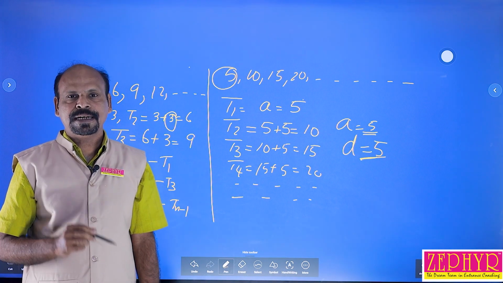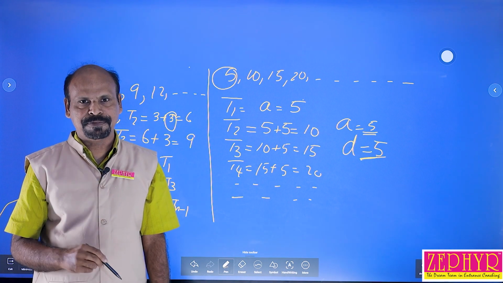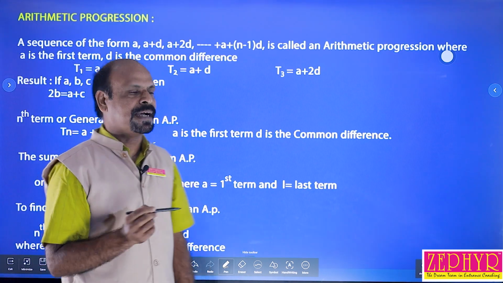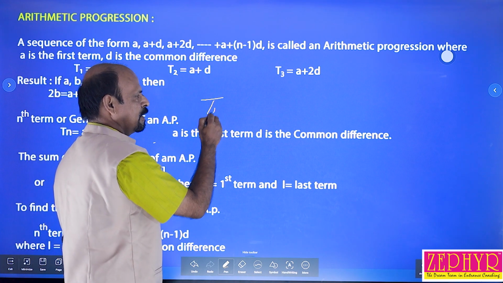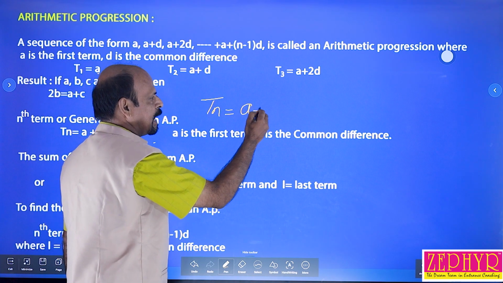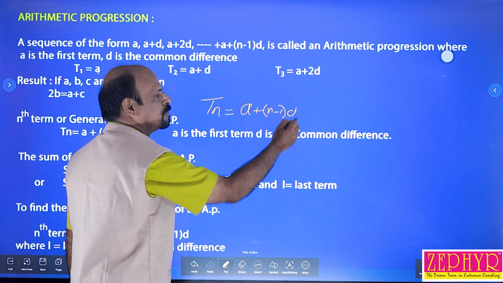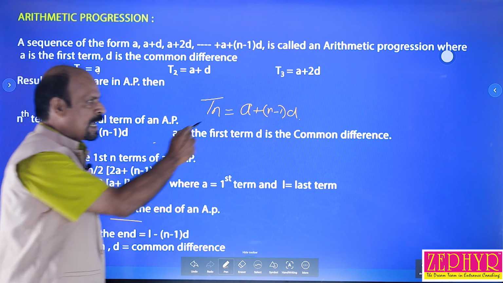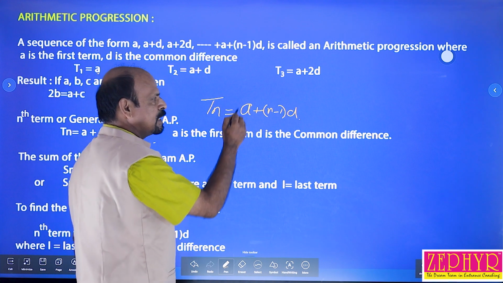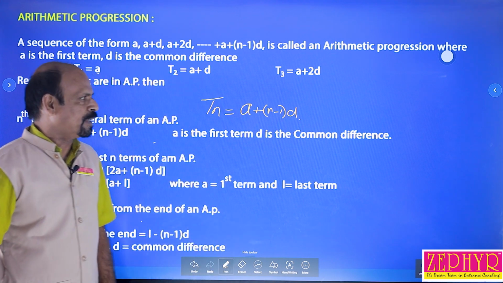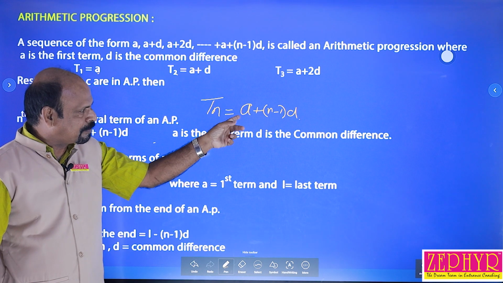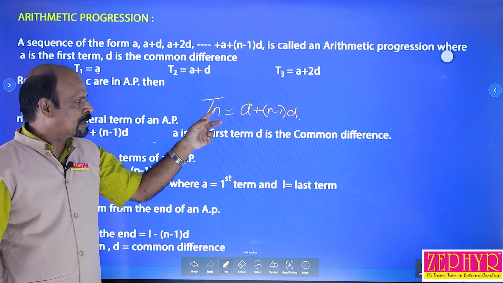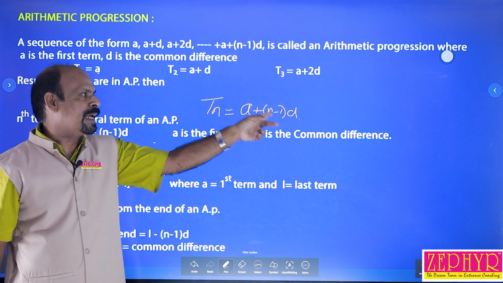Now we are coming to the general term of an AP. We are coming to the definition of general term or nth term of an AP. General term of an AP is denoted by Tn, that can be expressed as A plus n minus 1 into D. From any AP, we can get the general term denoted as Tn, A plus n minus 1 into D. It is called nth term or general term of the AP. Here, as we already explained, A is the first term and D is the common difference. To obtain general term, Tn is defined by the formula A plus n minus 1 into D.